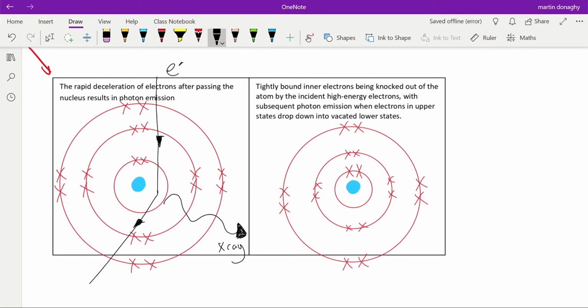So I would learn off those phrases at the top of these. One method is the rapid deceleration of the electrons after passing the nucleus. Do note, this is not these electrons here that are in the atoms. They're not really doing anything in this case.